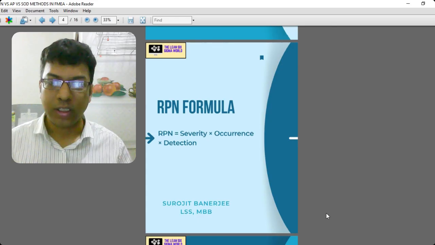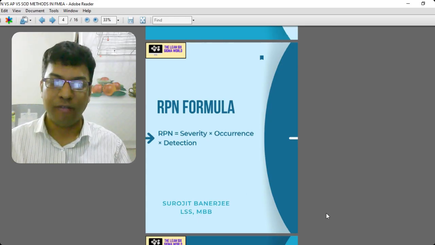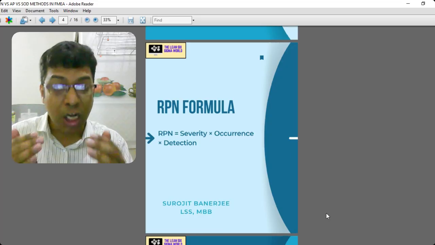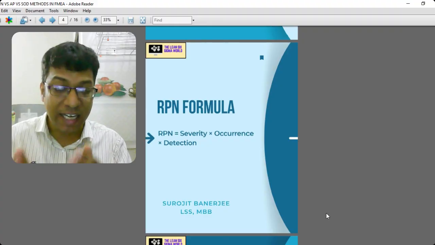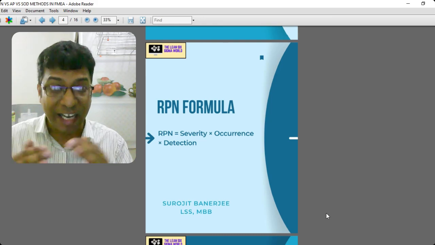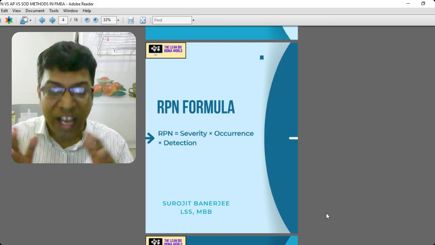Now, there are some rules that need to be followed for RPN. If the RPN number is 0 to 50, it is low risk. 50 to 100 is medium risk. 100 to 200 is high risk. But greater than 200 is very high risk.